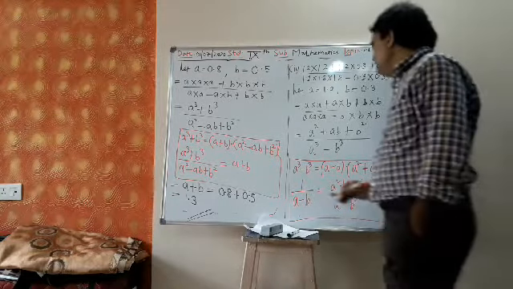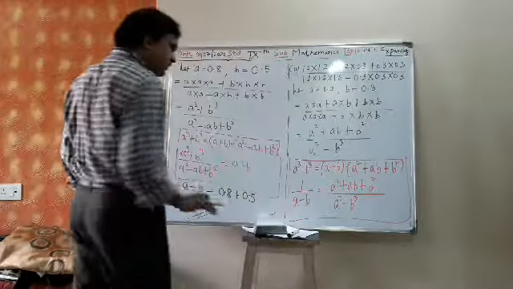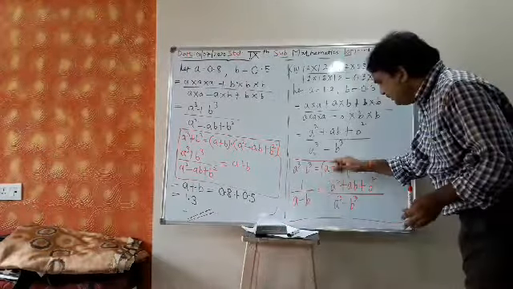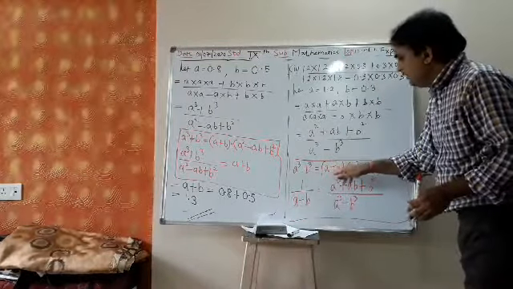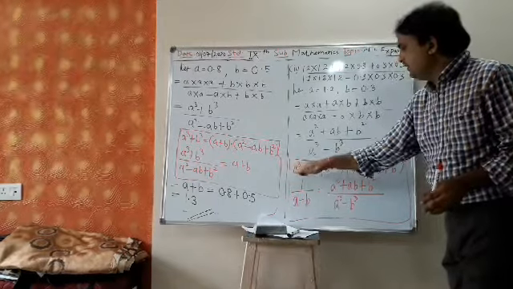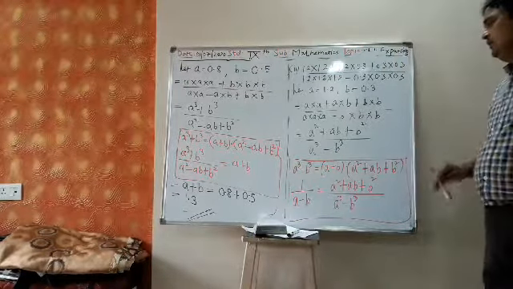Are you getting this, all of you? Are you following? Because see, A minus B I have taken on the other side, so it will go in the denominator. A minus B is in the numerator, so this will go in the denominator. Are you getting it?